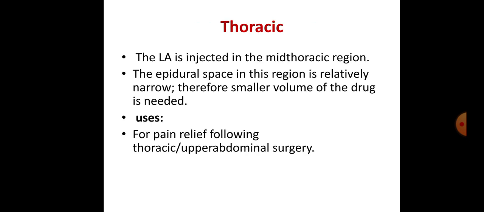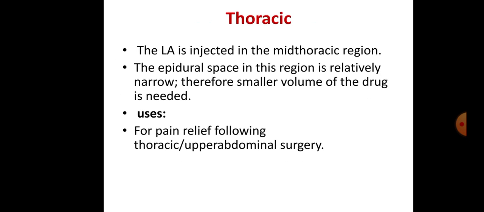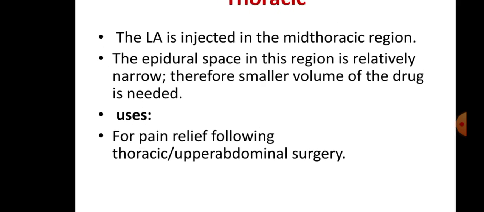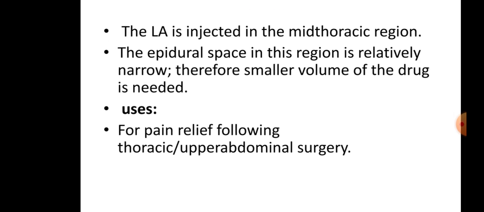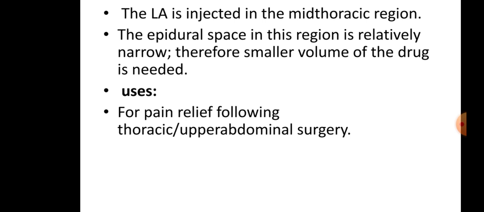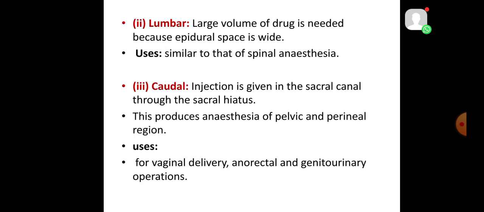Let's come to the thoracic epidural anesthesia, where the local anesthetic is given at the mid-thoracic region. So the epidural space in this region is relatively narrow. We use thoracic epidural anesthesia for pain relief following thoracic and upper abdominal surgeries. Actually the major surgeries of the thorax, the cardiac surgeries, bypass surgeries or upper abdominal surgeries, we do all with general anesthesia, and post-operative pain management we do with this particular thoracic epidural.